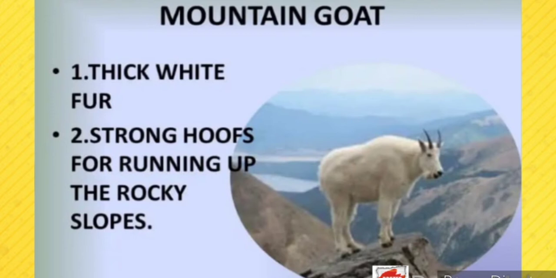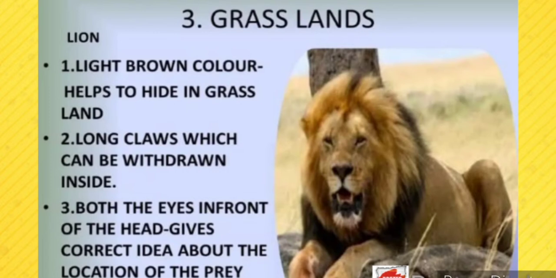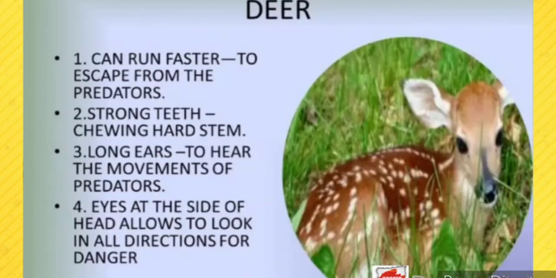Next we come into the grassland areas. Now in the grassland areas, the animal which is generally found is the lion. So the adaptations in lion is, it has light brown color which helps to hide in grasslands, long claws which can be withdrawn inside. Both the eyes in front of the head gives correct idea about the location of the prey. Then another animal which is found in the grassland area is a deer.